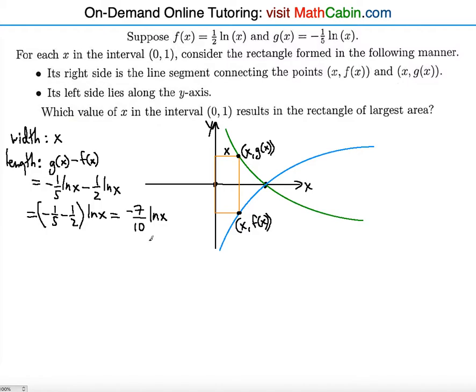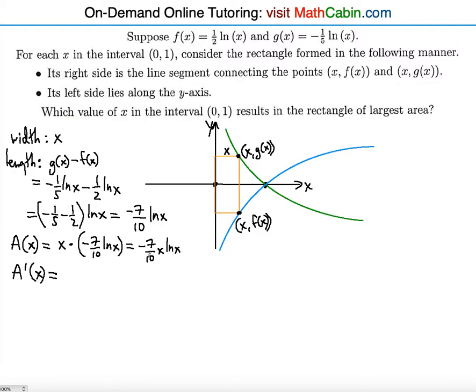Okay, so now that we found negative 7/10 ln x, we can find the area, right? So the area formula is going to be what? As a function of x, the width times the length, right? So it's going to be x times negative 7/10 ln x. So that means it's going to be simply negative 7/10 x times ln x. Good. So now we find the area, and now we can just simply differentiate that, and we're going to then find the x value that yields us the maximum.